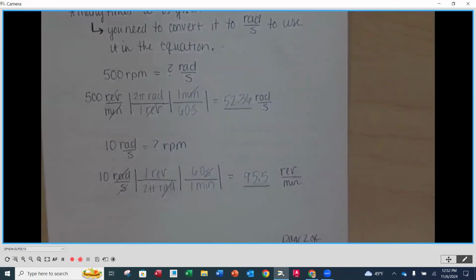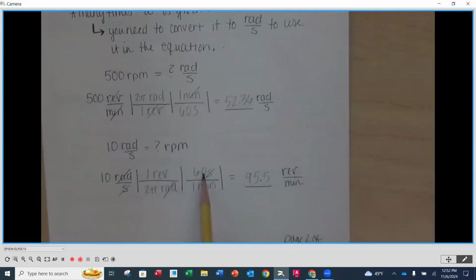Converting units. What was that? Try again. 10 times 60. Yep, there you go. Oh, you did it by the 1. Yep, don't forget the start. 10 times 60 divided by 2 divided by pi. Awesome. All right. Any questions so far?